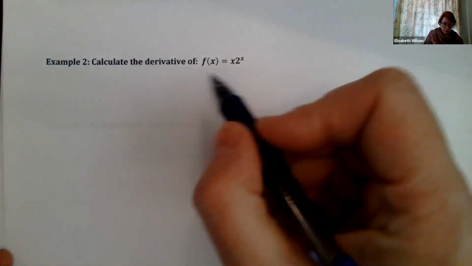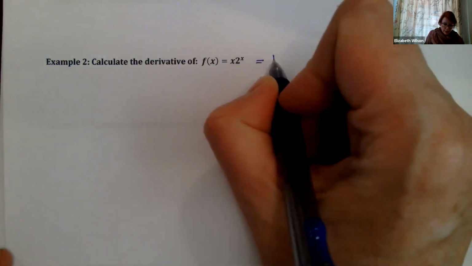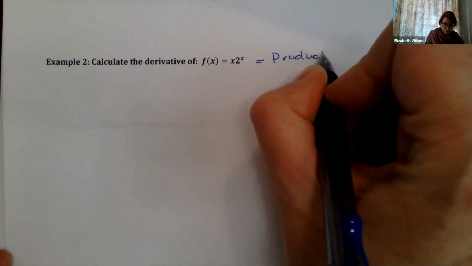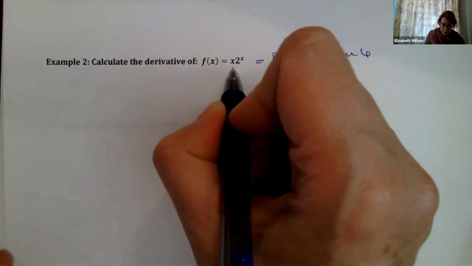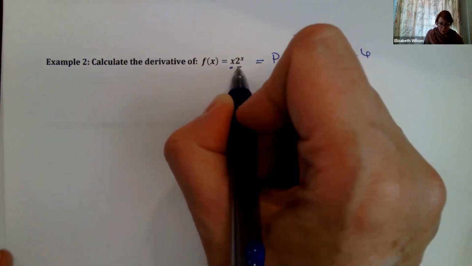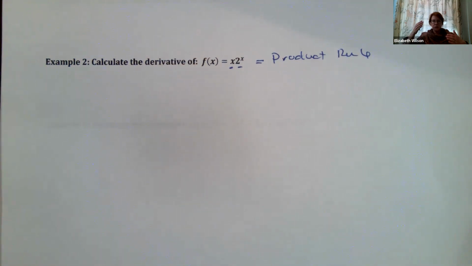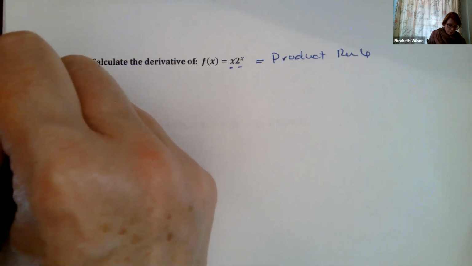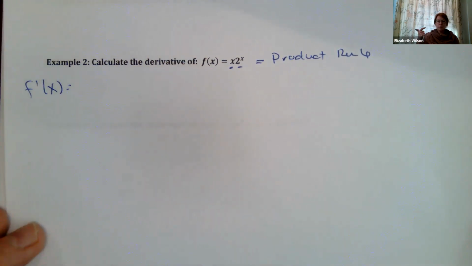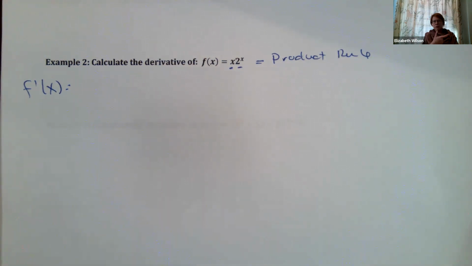All right, so we want to calculate this derivative. To do that, I need to be thinking of the product rule. Why am I thinking product rule? Because I've got an x times 2 to the x. I've got two functions that I need to be worrying about. This is my product rule. It says first times the derivative of the second plus the second times the derivative of the first, or vice versa. You're adding, so it doesn't matter what order you do.